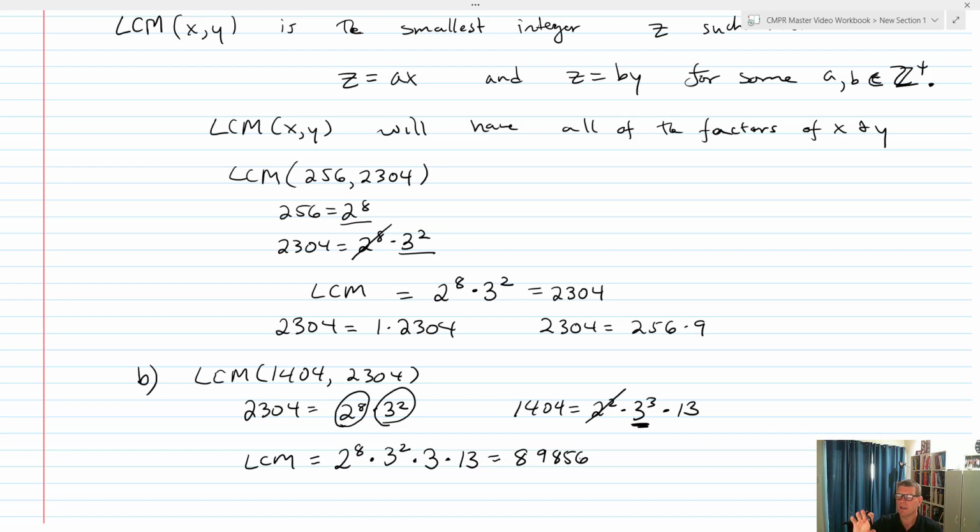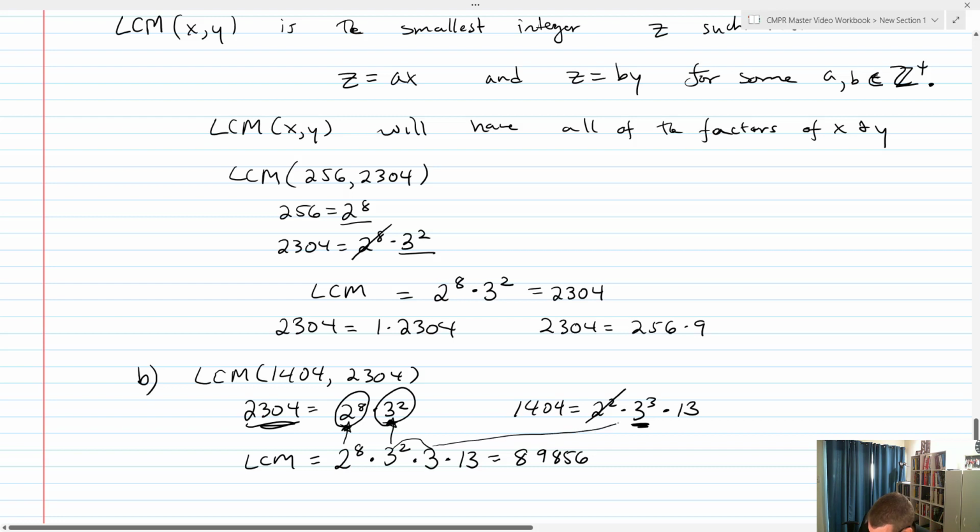So all you do here is you take all the factors of one of your values x and y, and then any factors that are not in x but that are in y, you're going to multiply them into your LCM. Okay? And so you'll notice I've got 2 to the 8th, that's in there. 3 squared, that's there too. I have the 3 cubed that I need, and I have the 13 that I need as well. And this 2 squared comes along for the ride because it's part of 2 to the 8th. Okay? And that's how I find the LCM.